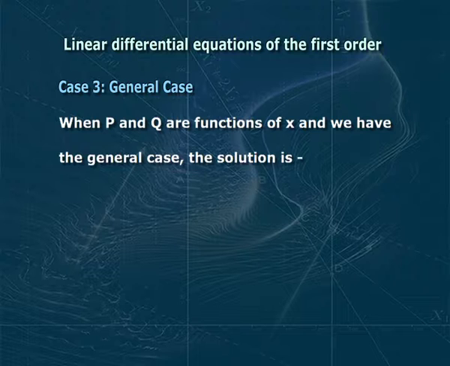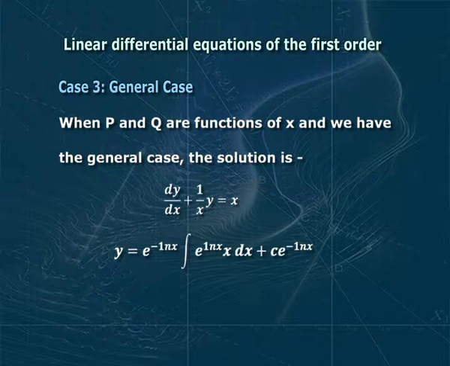Now let us consider another case, case 3, which is called the general case. When P and Q are functions of x and we have the general case, for example dy by dx plus 1 by x into y is equal to x, the solution is y is equal to e raised to power minus ln x, integration of e raised to ln x into x dx, plus C e raised to power minus ln x, which is equal to x square divided by 3 plus C divided by x.